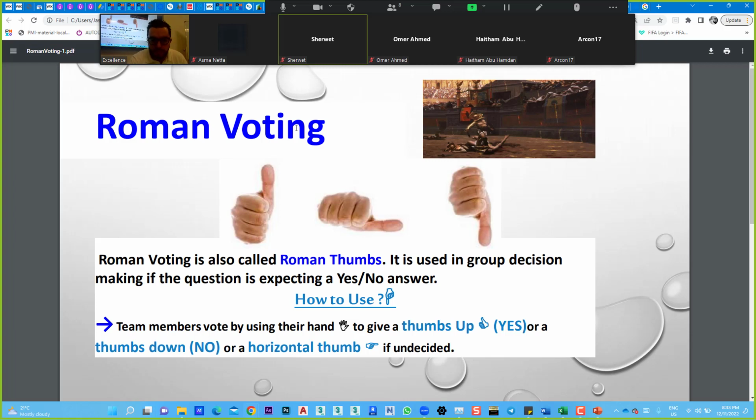The question could be yes or no. Team members vote by using their hands. A thumbs up means yes, a thumbs down means no, or a horizontal thumb. It's very simple.